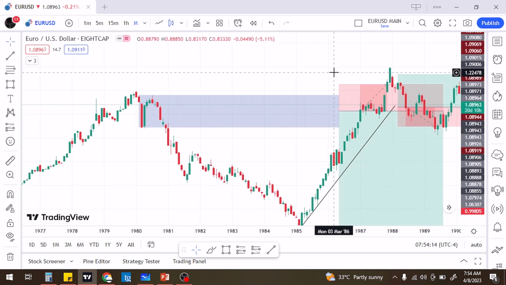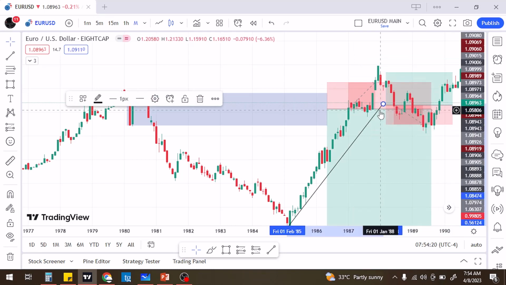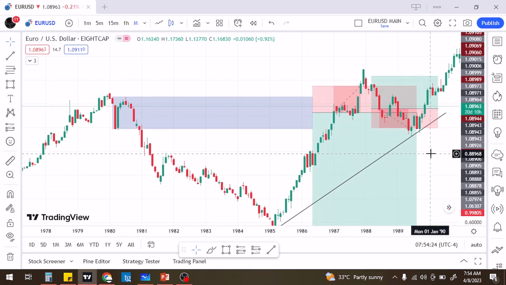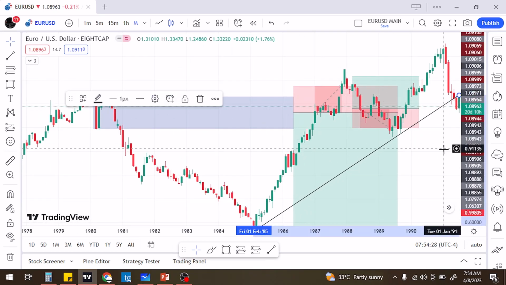Okay, we're in a little bit of profit. Yes, profit. Oh shit! I got liquidated once more. Maybe this is the new. Oh, this is the new trend line. Yes, this is my new trend line. I need price to touch it.